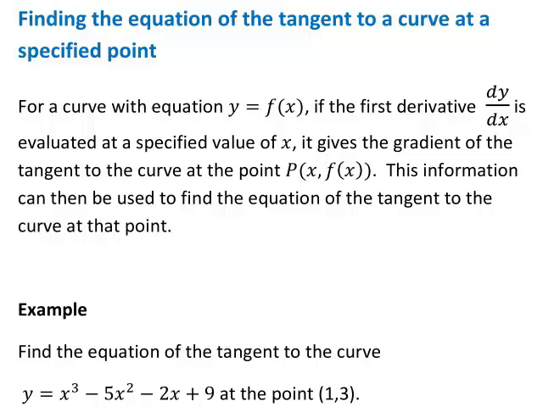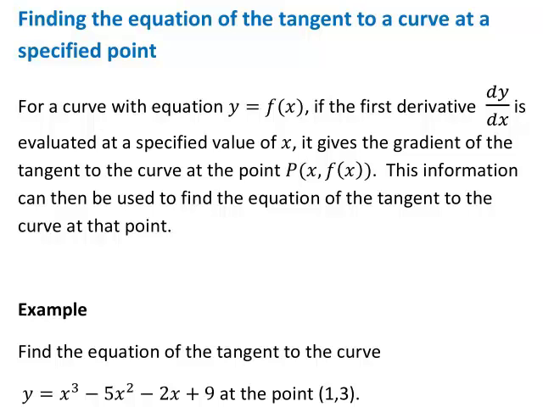In this recording, we look at how to find the equation of the tangent to a curve at a specified point. For a curve with equation y equals f of x, if the first derivative, dy dx, is evaluated at a specified value of x, it actually gives the gradient of the tangent to the curve at the point x, f of x. And once you know the gradient of the tangent to the curve, since the tangent is just a straight line that touches the curve at the point we're considering, we can then use this information to find the equation of the tangent to the curve at that particular point.